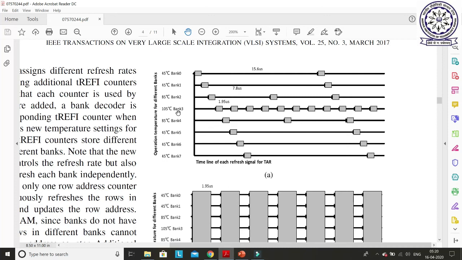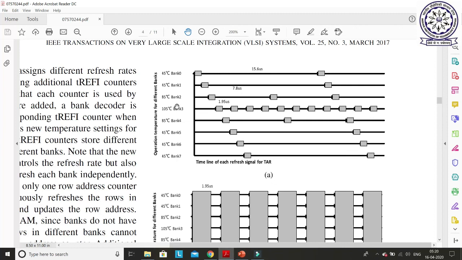That means it will face more temperature because of its closeness to the hottest layer, the execution layer. So they are saying that suppose bank 3, since it is very close to the execution layer, is operating at a temperature of 105 degrees centigrade, and two of its adjacent banks, bank 2 and bank 4, are operating at 85 degrees centigrade, and other banks which are far from bank 3 are operating at 45 degrees centigrade. That means this bank is very crucial. This bank is operating at a very high temperature.